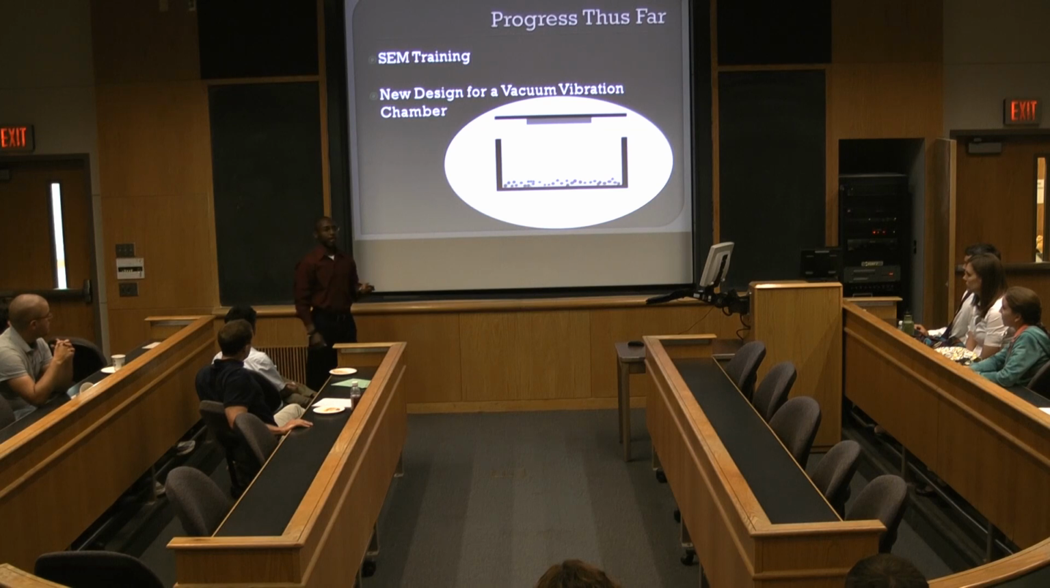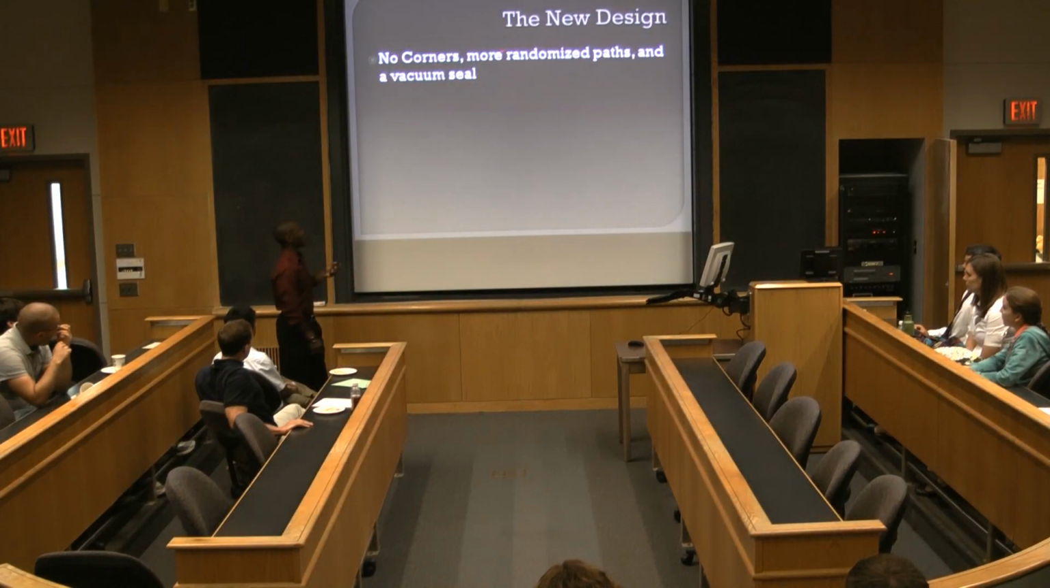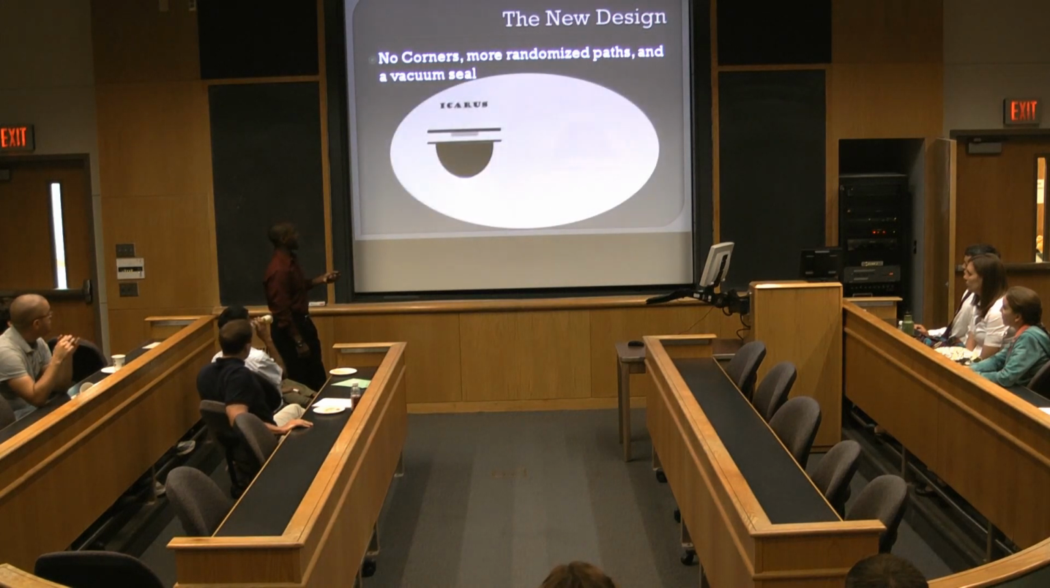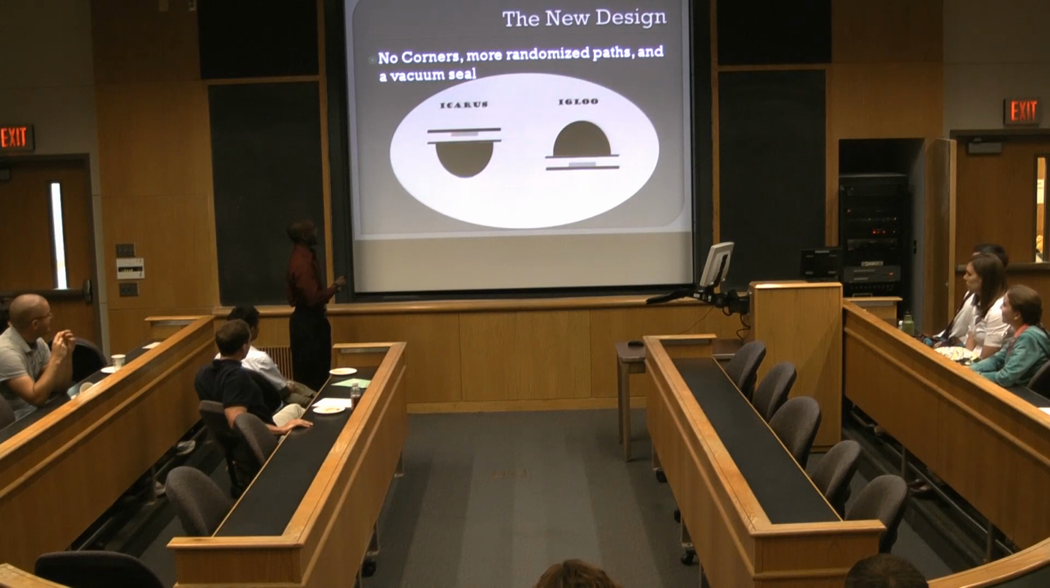I solved that problem. Came up with two new designs that took care of all of the things I mentioned before. The first one's called the Icarus. The second, the Igloo. I didn't name them. Don't ask me about them. But here you can see the sample is attached to the top, and this bolt here attaches to the vibration generator. So that sample right there will vibrate up and down. It eliminates those flat, non-rounded sides.